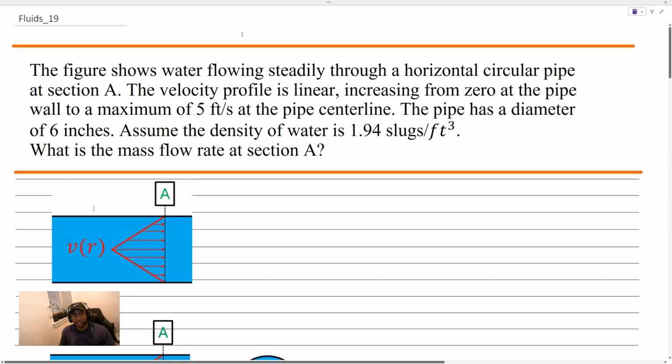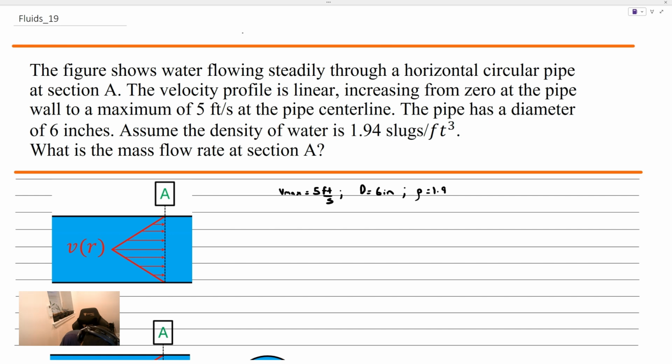Okay, so first thing I'm noticing is that this problem is in English units, and the truth is on your FE exam, you're going to have some problems in English units, so it's a good idea to get familiarized with it now. Let's write down some of our knowns here. The first thing is that we have a Vmax, which occurs at the center of the pipe, and its magnitude is equal to 5 feet per second. Additionally, we have the pipe diameter, which is equal to 6 inches. And then we have the density of water. This one was given. It's equal to 1.94 slugs per cubic foot.